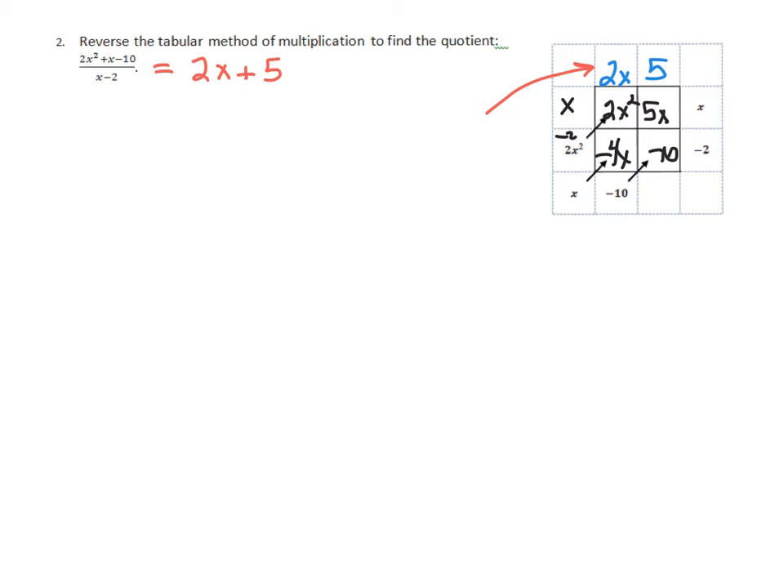Some people use both, some people focus on one or the other. Today I'd like you to practice with this tabular method, even though it's different than what we saw yesterday. So I want you to try this method out, and then after trying both methods, you can decide which one you like better.